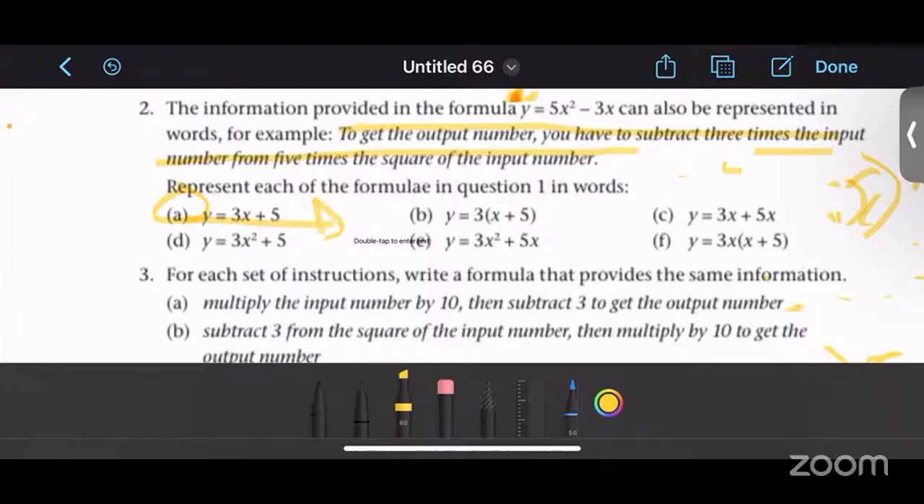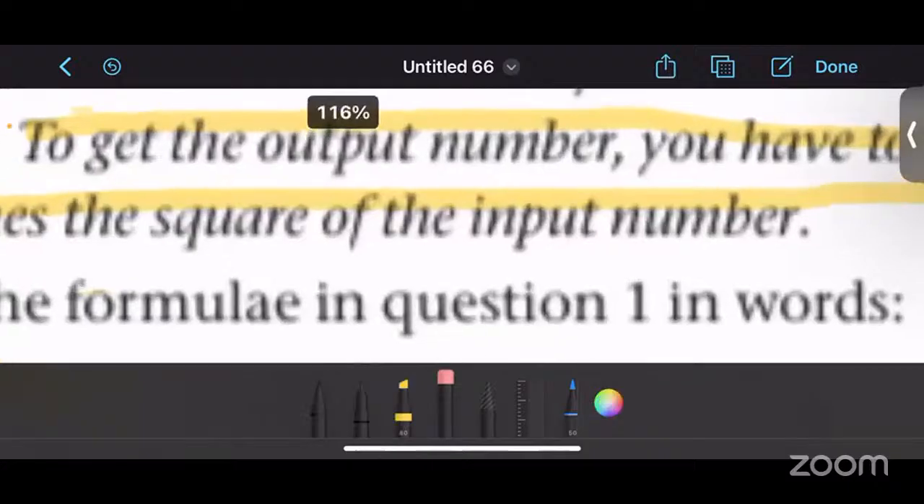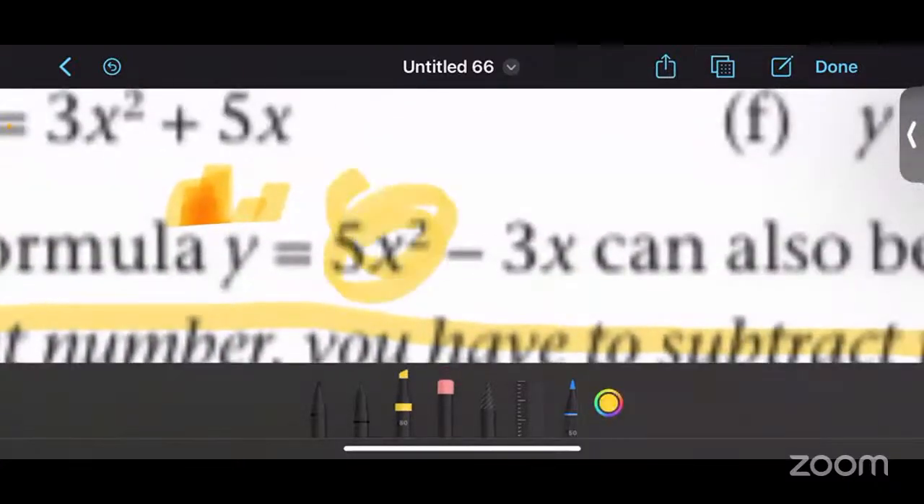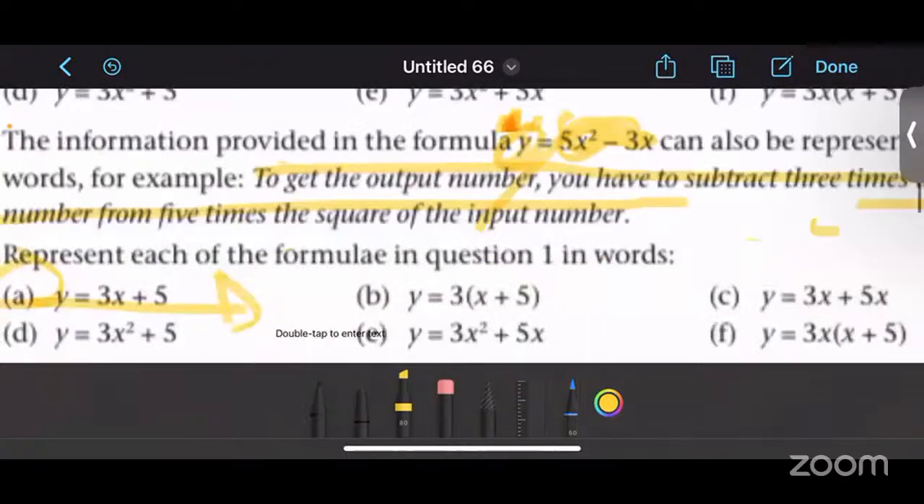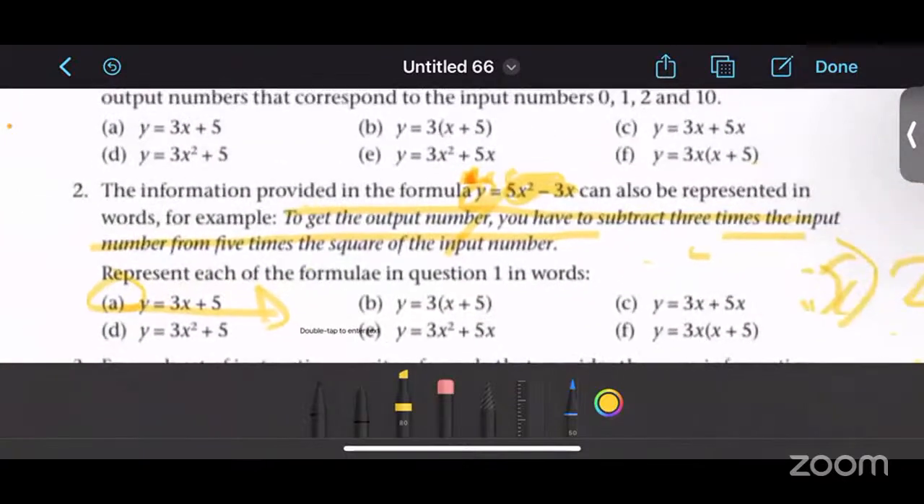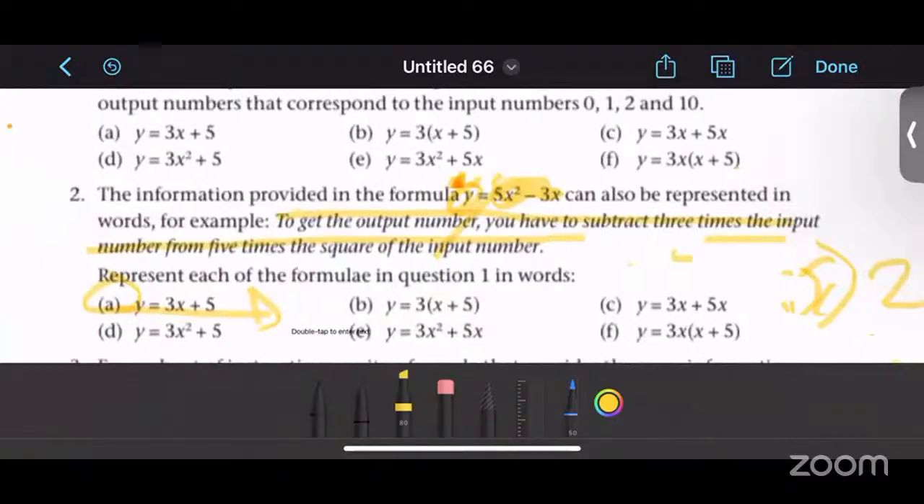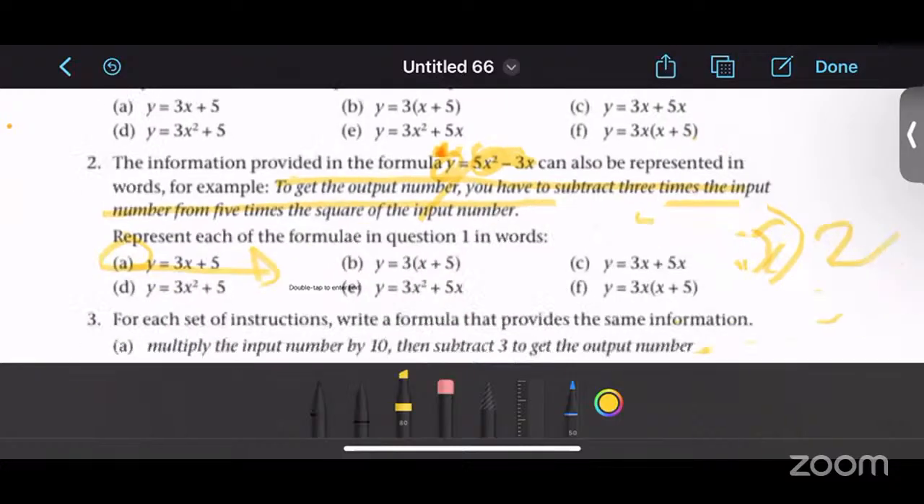After putting that statement to get the output number, you have to explain how we are going to get the value of y. What is the value of y? This thing over here, because it's equal to y. So here they're saying to get it, you have to subtract 3 times the input number from 5 times, no, times the square of the input number, right?